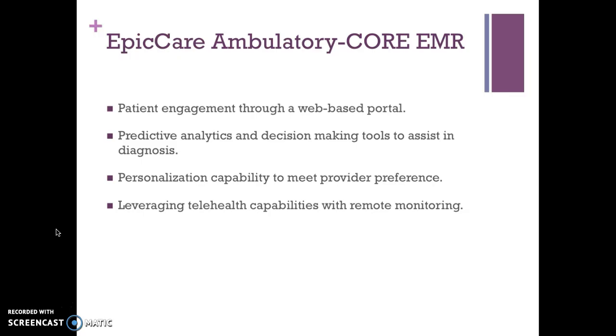The first of the EHRs that we're going to be talking about is Epic Care Ambulatory. Really, this offers a unique patient engagement through a very specific web-based portal. It gives patients the ability to access their information from home. It has a robust AI capability, which uses predictive analytics. What that does is it reads and digests information across different encounters and allows the medical provider to make better decisions. Of course, there's a personalization ability, so the provider can meet their own personal preference. And it leverages telehealth capabilities by allowing providers to remotely access information from home or geographically separated areas.